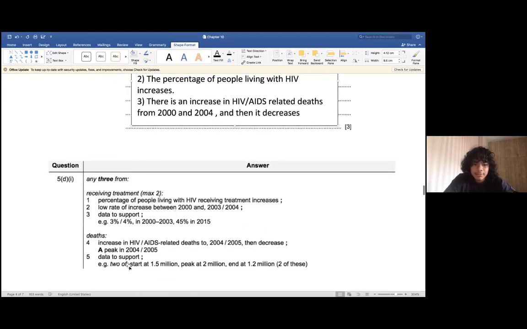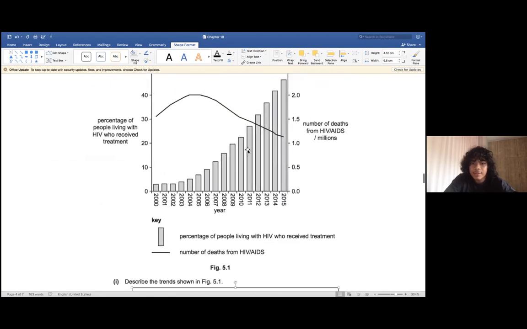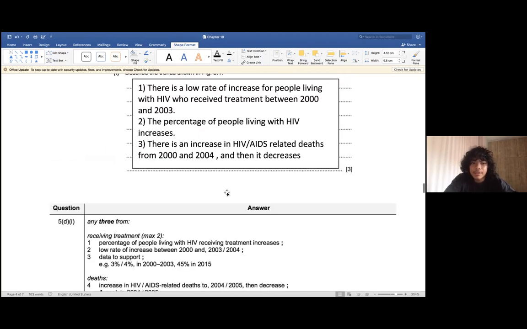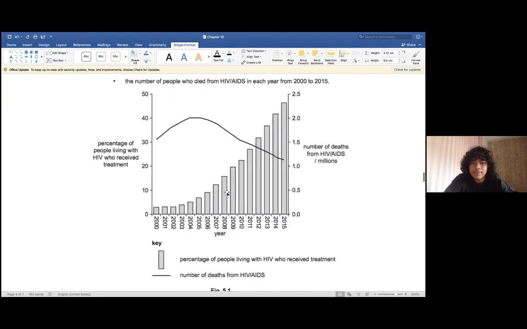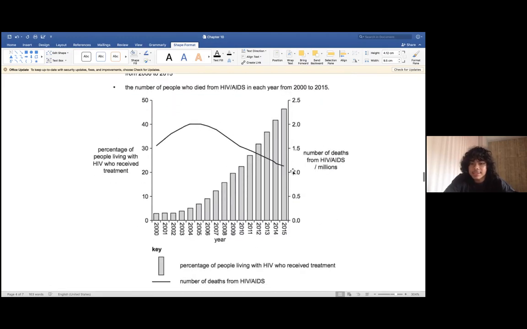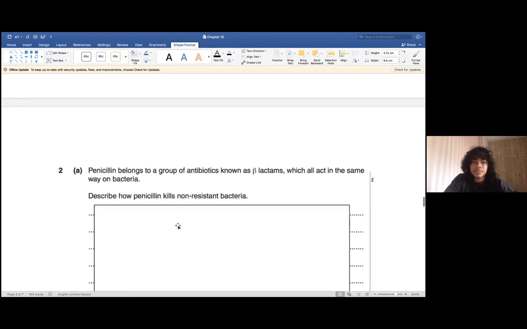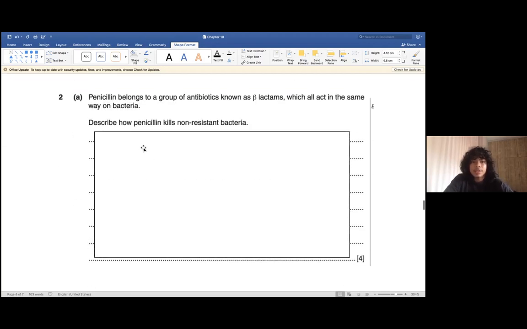And then in deaths, for data to support, it starts at approximately 1.5 million over here. And then it peaks at 2 million. And then it decreases to around 1.2 million. So over here, moving on.